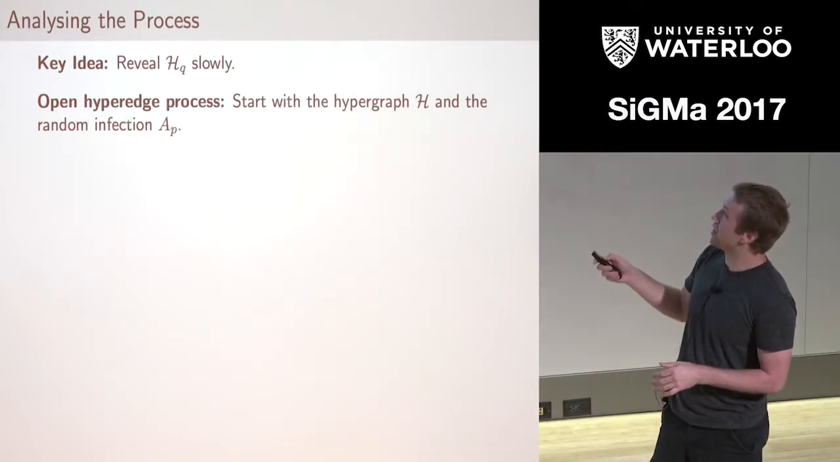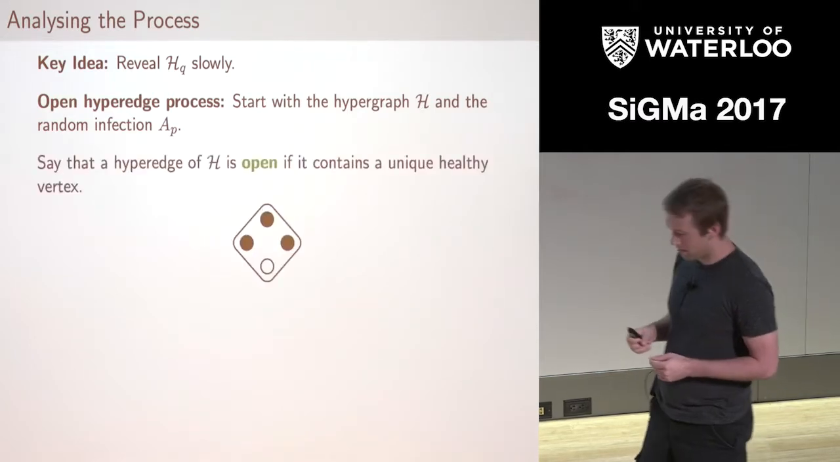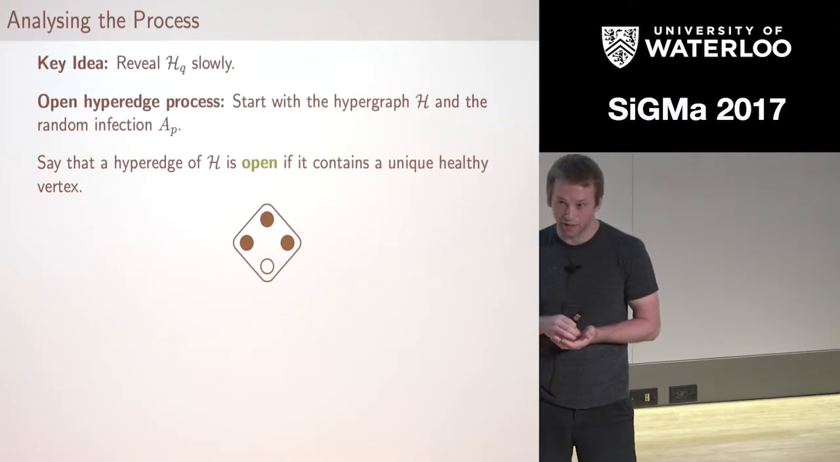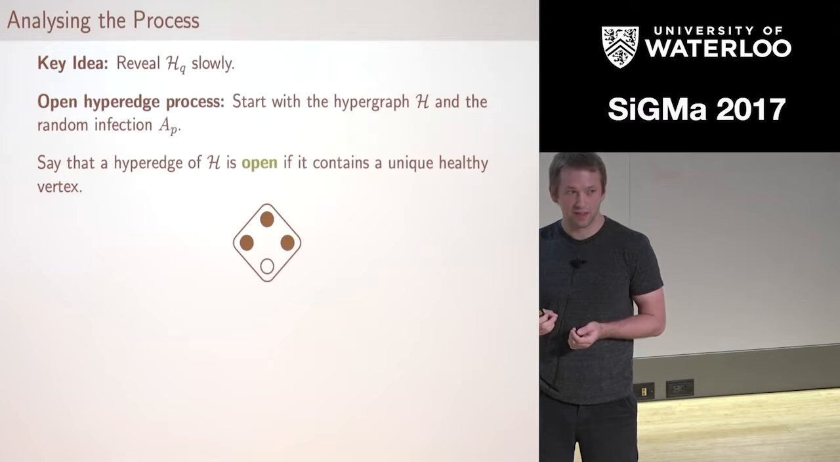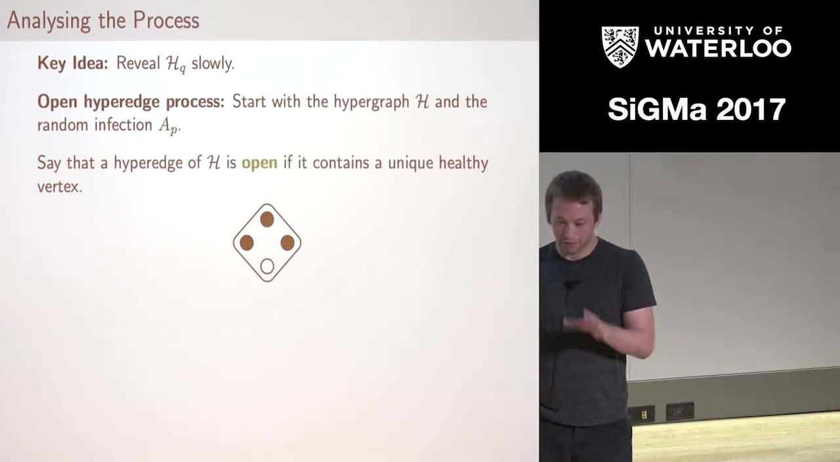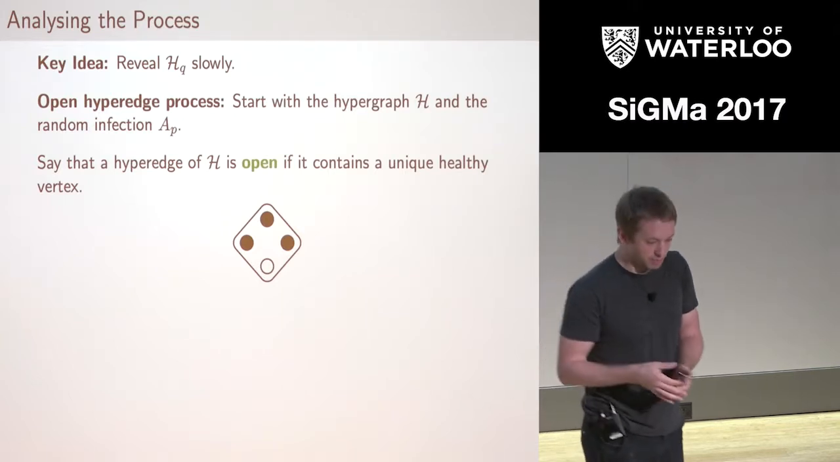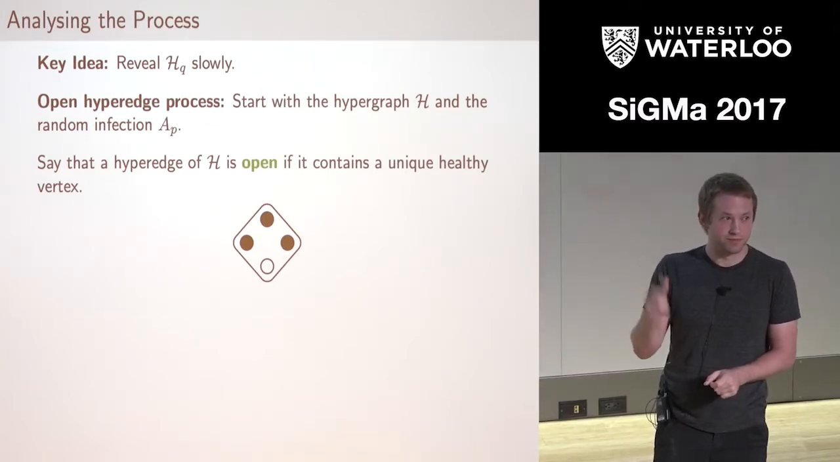And we have the random infection AP. And now let's make a definition. So say that a hyperedge is open if it contains a unique healthy vertex. Okay? So you've got the hypergraph, you have the random infection. You can, of course, define the set of open hyperedges. You can pick them out, you can put them in a bag, okay? And pick one out at random.